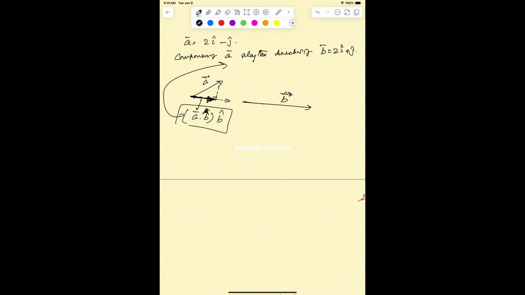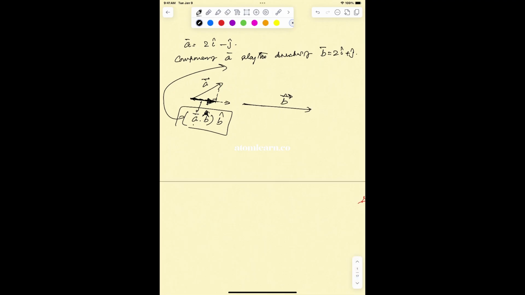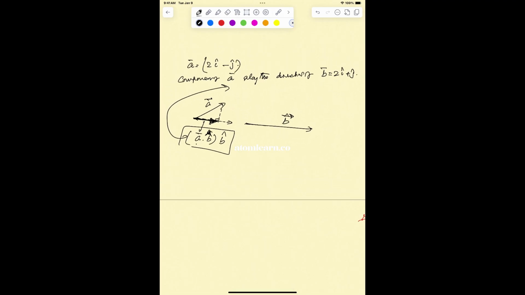Now it is pretty simple to do this. What I want is a dot b. a dot b is 2i cap minus j cap dot 2i cap plus j cap. What is it going to be? 4 minus 1 equal to 3 is the value. Then 3 is the value of a dot b, where I want a dot b cap. Therefore, divide this 3 by the value of b vector. What is the value of b vector? Root 5. Therefore, this is going to be the magnitude of the projection of a vector along the direction of b vector. Then we'll multiply by the b unit vector.